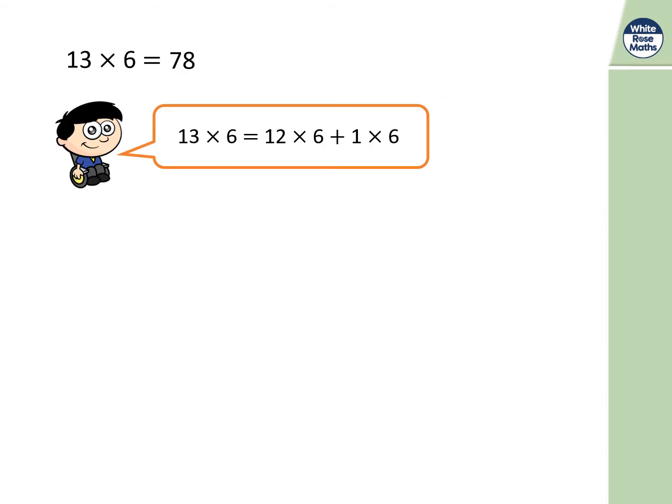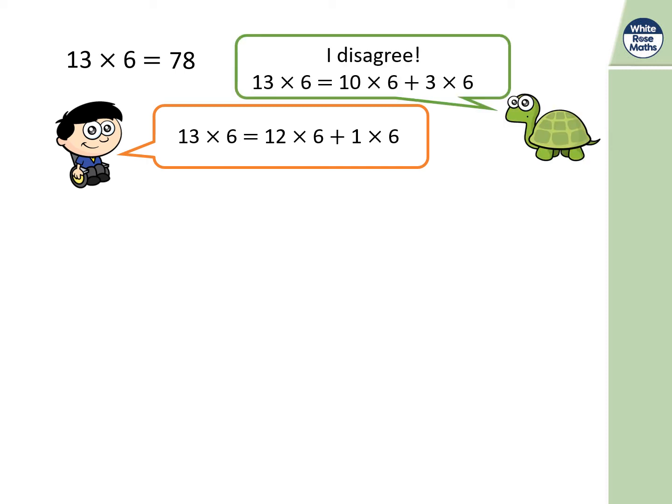13 times 6 equals 78. So 13 times 6 equals 12 times 6 plus 1 times 6. But this turtle disagrees. He says 13 times 6 equals 10 times 6 plus 3 times 6. But perhaps they're both correct. Have a think.